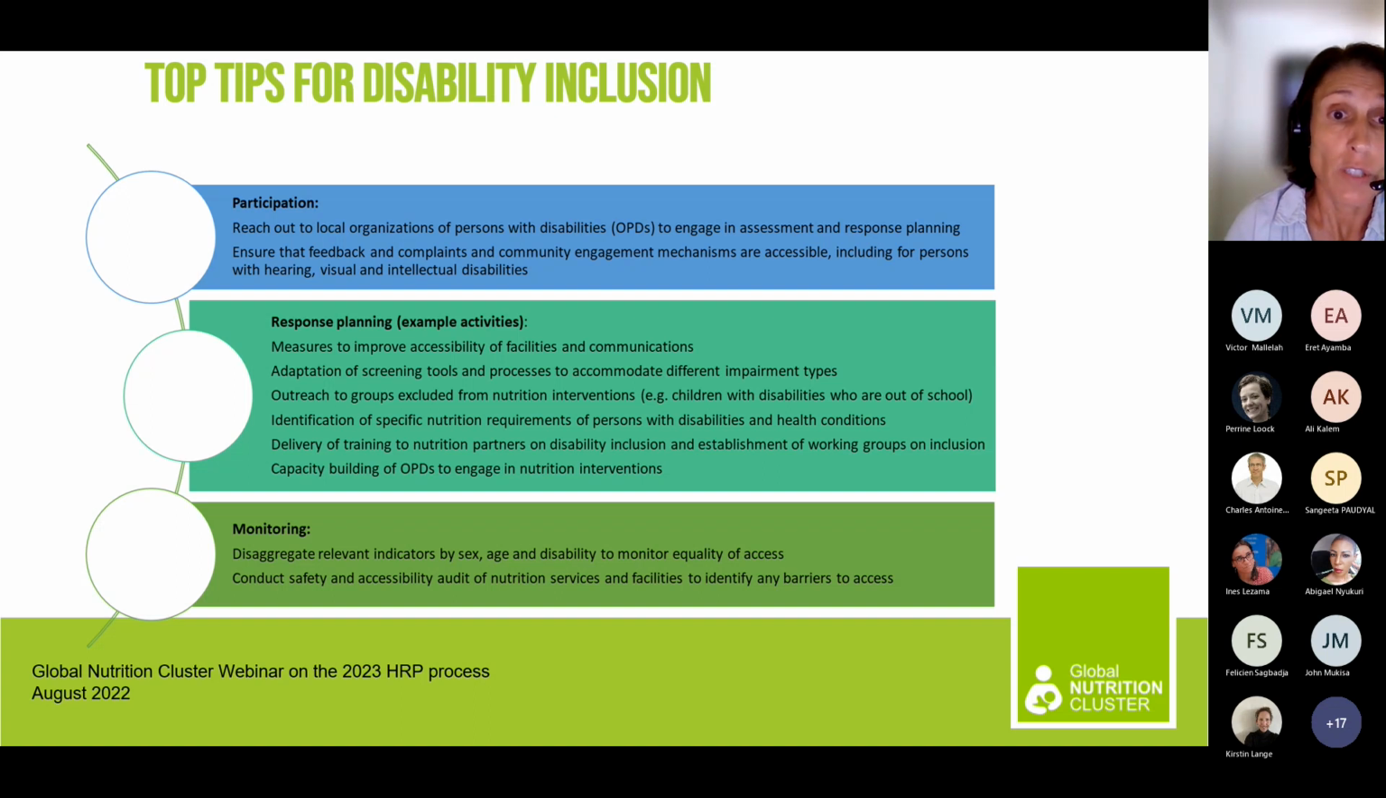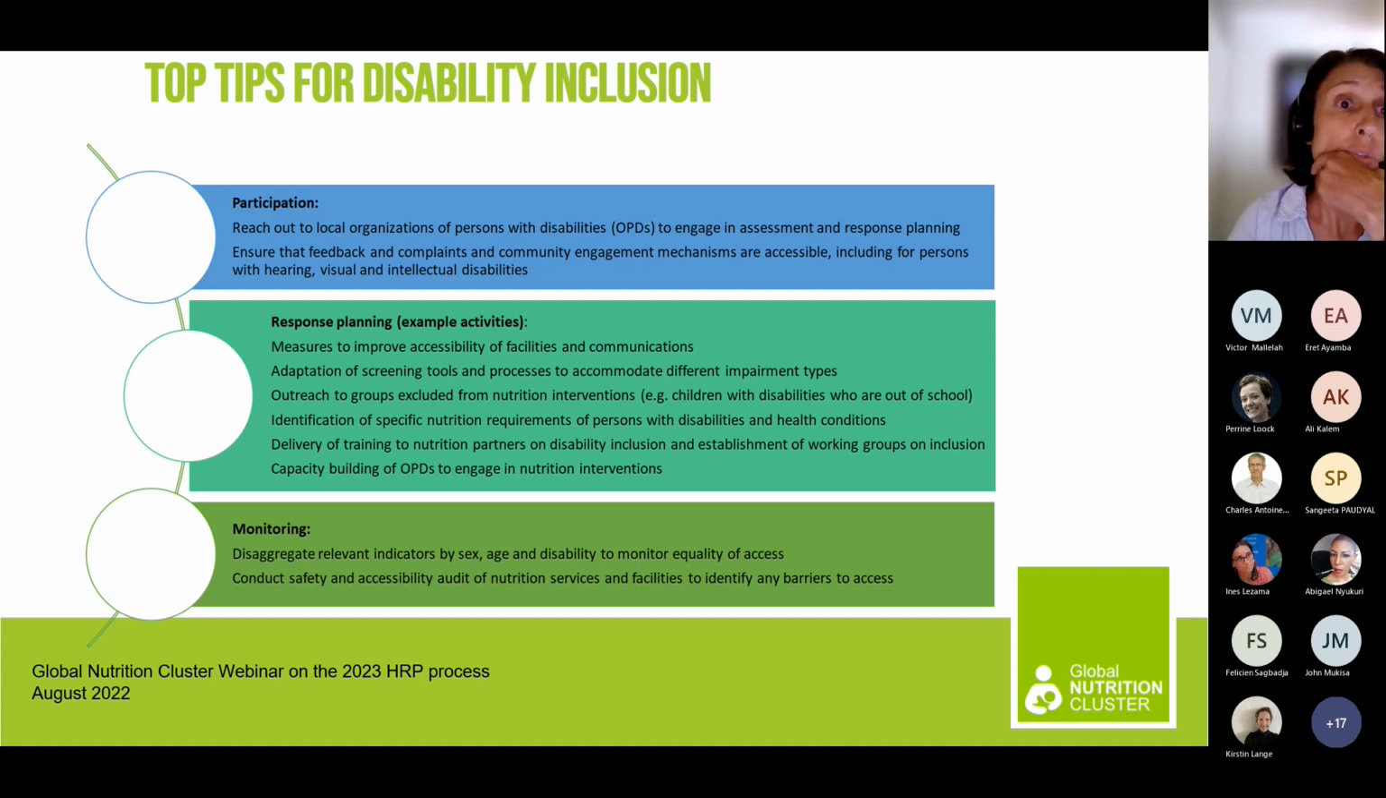Outreach to excluded groups: sometimes people are a bit ashamed or cannot access, so it's very important to understand who is left behind in the community and make sure we facilitate the access, or we go with our outreach team to make sure we can reach these people. And then monitoring, as I mentioned, disaggregate relevant indicators, very important to disaggregate by sex, age, and disability.